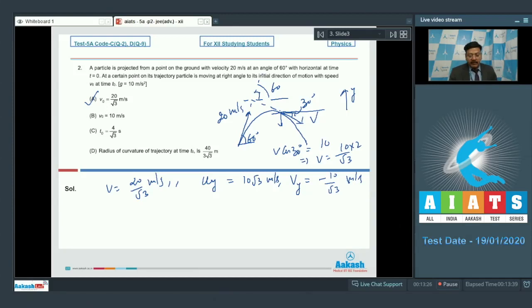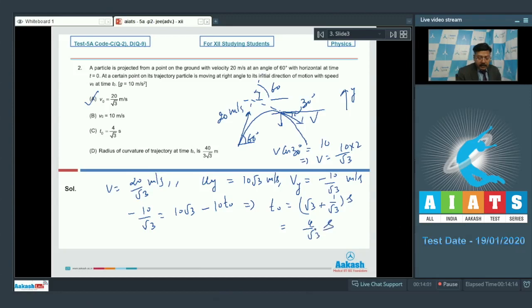Now we can apply v is equal to u plus at in the vertical direction, and that will give us minus 10 by root 3 is equal to 10 root 3 minus 10 t0, because Ay is minus g or minus 10 meter per second square. Solving, we get t0 is equal to root 3 plus 1 by root 3 second, which is 4 by root 3 second. So that means option C is also correct.